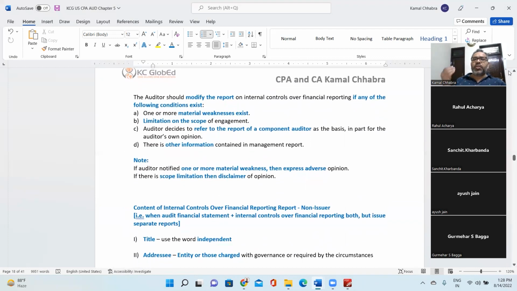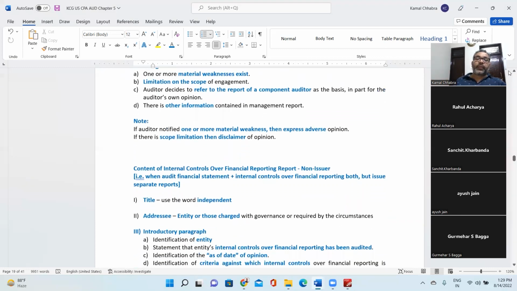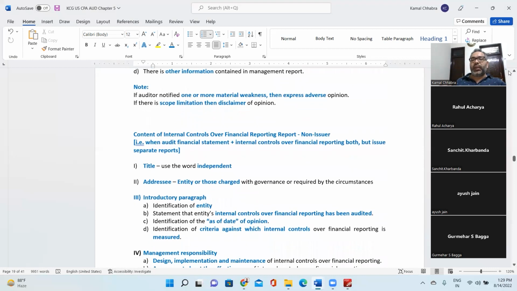The auditor's report should be modified on internal control over financial reporting if any of the following conditions exist: one or more material weaknesses exist, there is a limitation on scope, the auditor decides to refer to the report of the component auditor, or there is other information relevant to ICFR, which is an emphasis of matter or other matter paragraph. Right? If the auditor identifies one or more material weaknesses, then express an adverse opinion. So keep in mind, if it is a material weakness, then it's an adverse opinion. If there is a scope limitation, then a disclaimer of opinion.